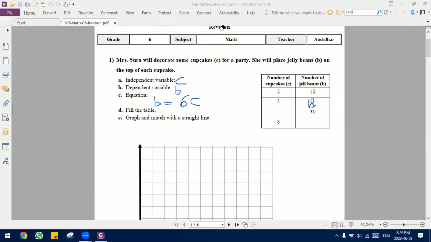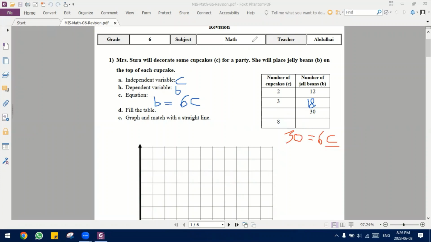Now for the second part, we have the opposite way. We have B equal to 30. So in the equation, instead of B, I write 30 equal to 6C. Instead of B, I write 30. Now in this problem, I need to find C. So how can I find C? I need C to be alone. I need C to be the subject here.